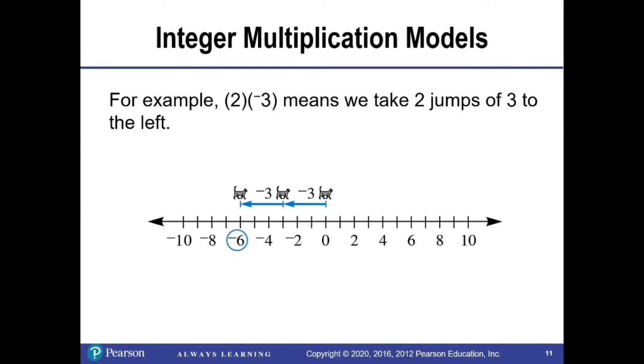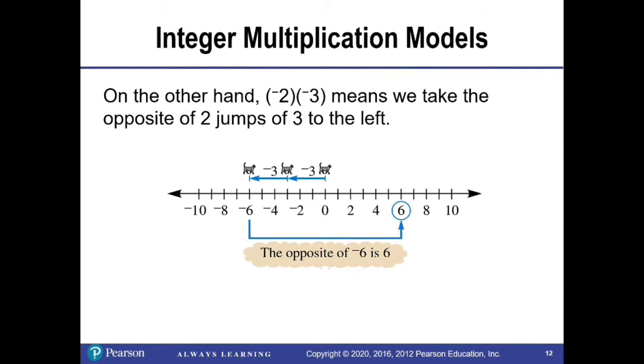For example, here we have 2 times negative 3. This tells us to take 2 jumps of 3 to the left. So notice we have our 2 jumps of 3 to the left. Now here we have negative 2 times negative 3. The negative 2 tells us the opposite. And then notice too, we have 2 jumps of 3 to the left. So here we have our 2 jumps of 3 to the left, and then we take the opposite of that. So the opposite of negative 6 is 6.